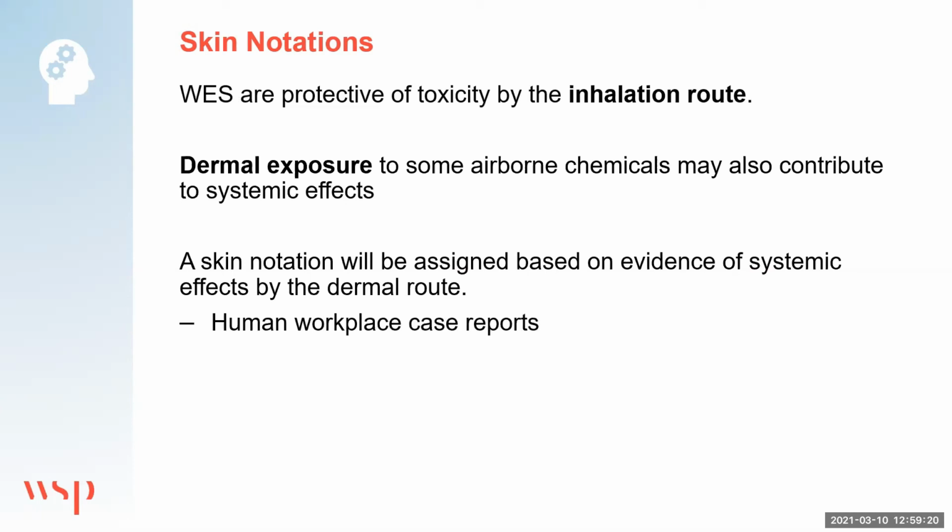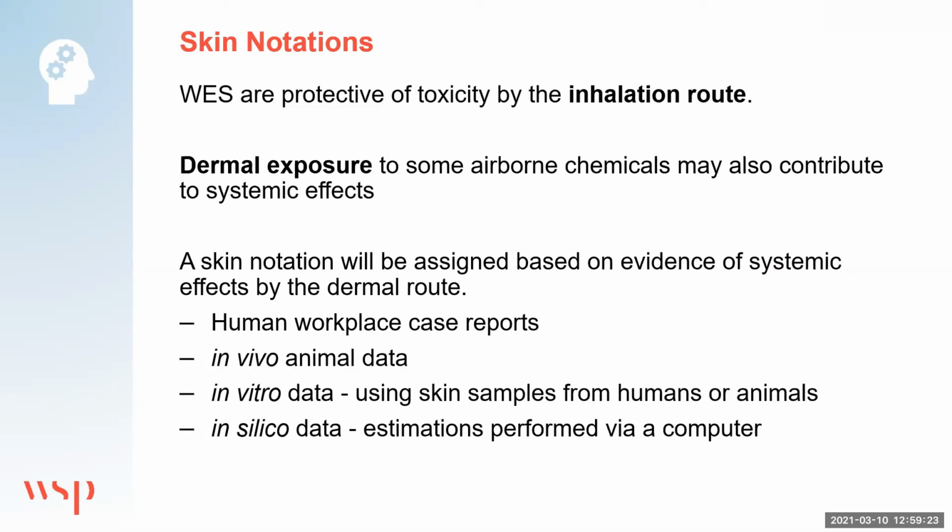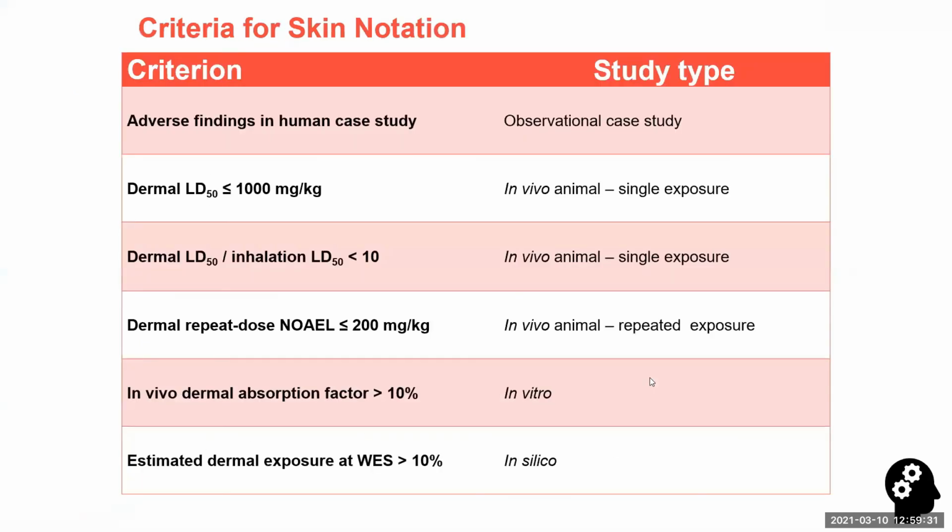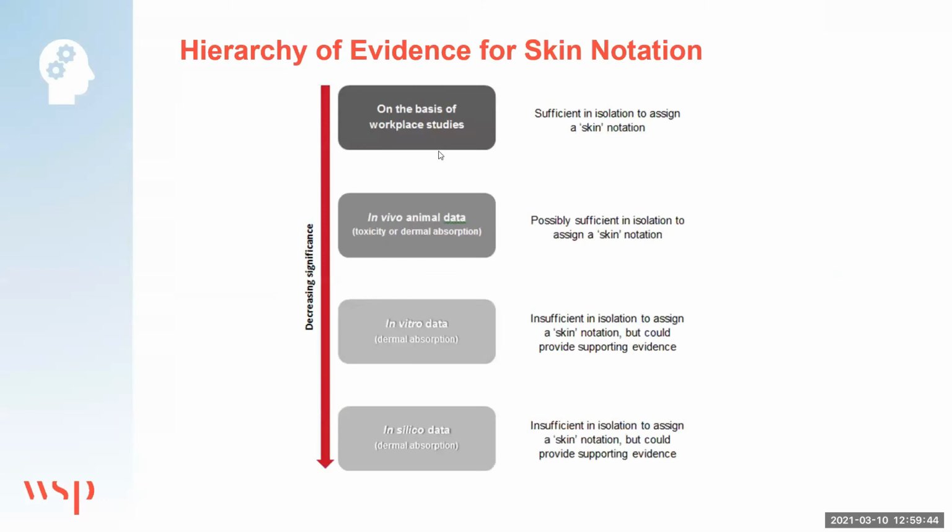The information for this came from workplace, human data and animal data, also in vitro and in silico data, which were estimations performed via a computer. Here's the criterion. I'm sorry, I'm running out of time. Apologies. Go to the guidance values and you can look at that in more detail. Here is the hierarchy of evidence. Human studies, workplace studies was sufficient in isolation to assign a skin notation. Remember, skin notation is evidence of systemic effects from dermal uptake in contribution to the inhalation.